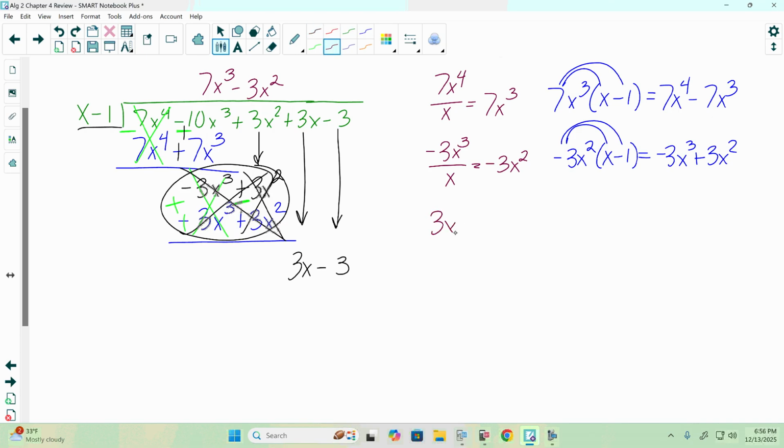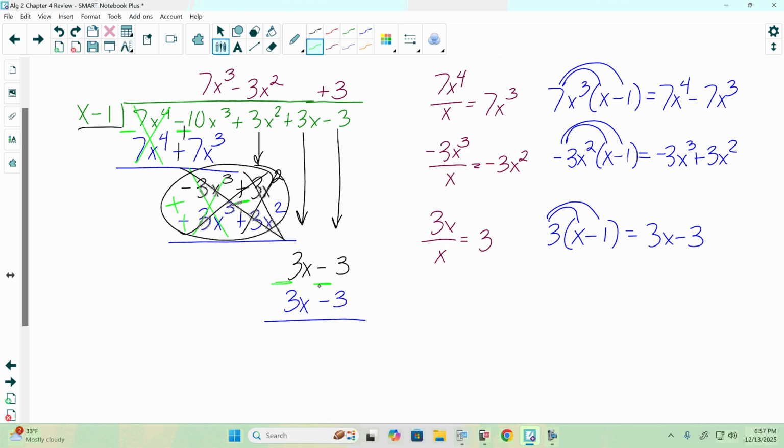Our biggest term inside divided by our biggest term outside. I got ahead of myself. The biggest term outside is not 3, it's just x. But 3x divided by x is indeed 3. And then we're going to multiply what's on top by what's outside. So 3 times our x minus 1. 3 times x is 3x. 3 times negative 1 is negative 3.